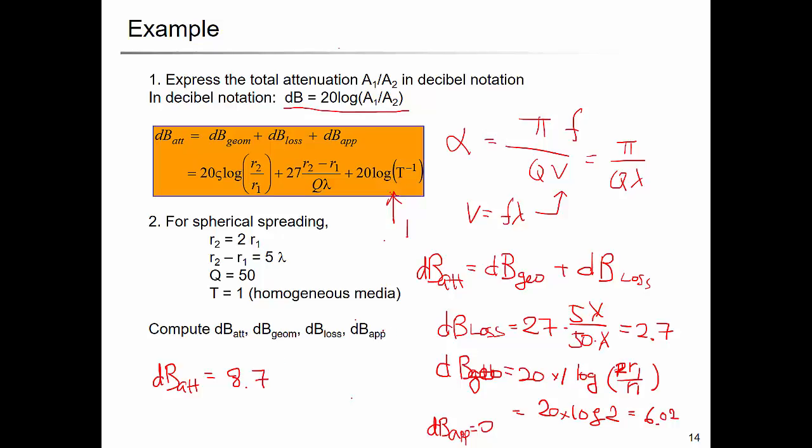So you can see that for spherical spreading, the geometric spreading is much larger than the material loss. Material loss, intrinsic loss, is only 2.7, and here 6.02. If you think about the amplitude, this is the exponent to the base 10, so 10 to the 2.7 and 10 to the 6. The difference will be really big. Does it make sense? Geometric spreading is the one that makes the attenuation measurement difficult. In the field test, it's very difficult because of this geometric spreading.